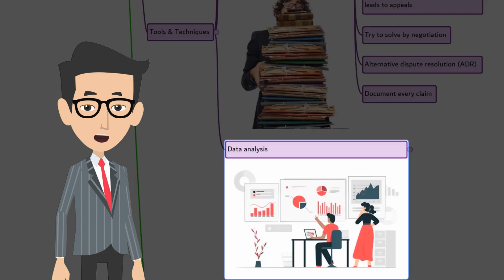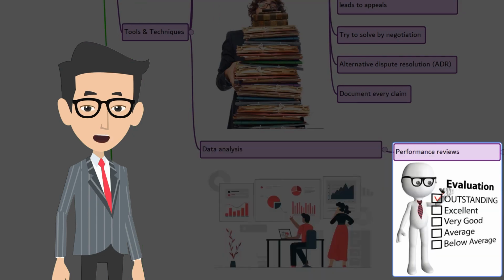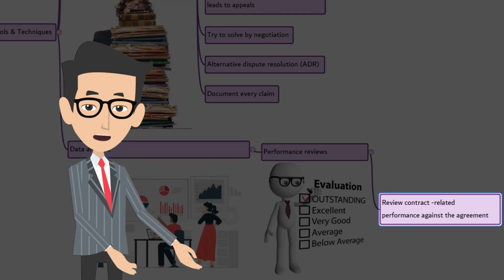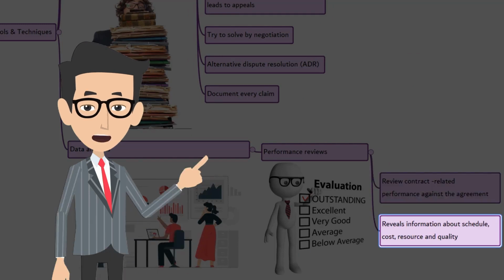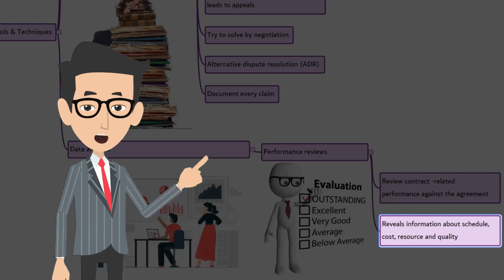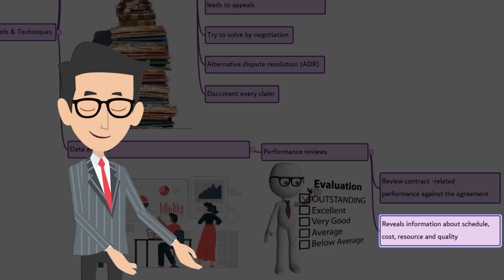Third, data analysis. There are three tools and techniques in data analysis. Let's look at them. First, performance review. Contract-related performance is measured, compared, and analyzed for quality, resource, schedule, and cost performance against the agreement. This can reveal information about work packages that are ahead or behind schedule, over or under budget, and work packages that have resource or quality issues.